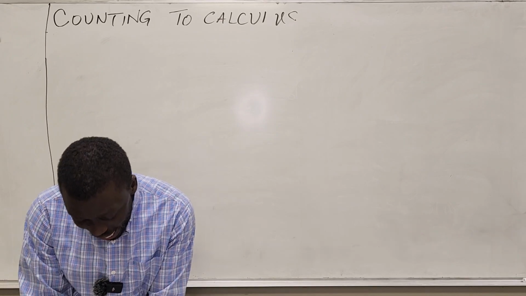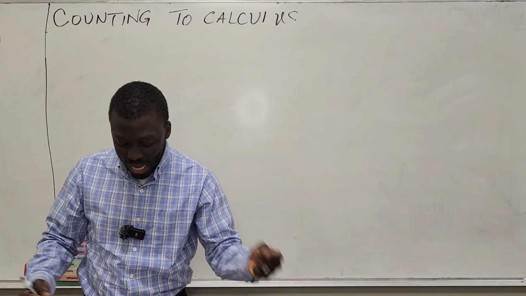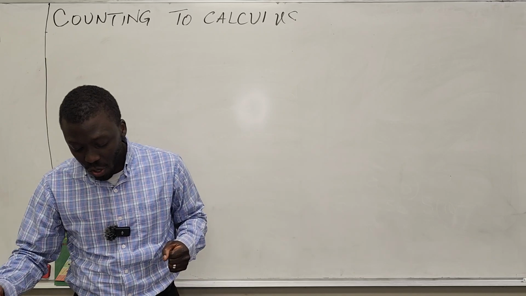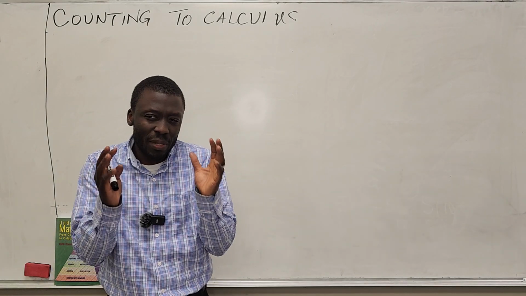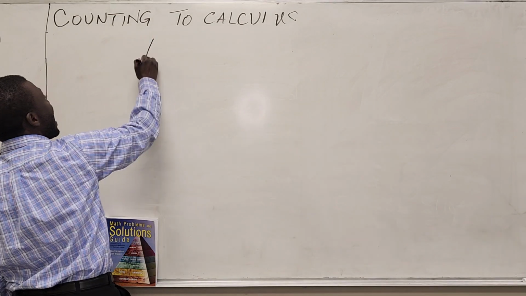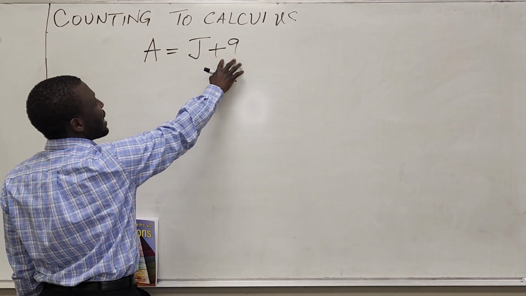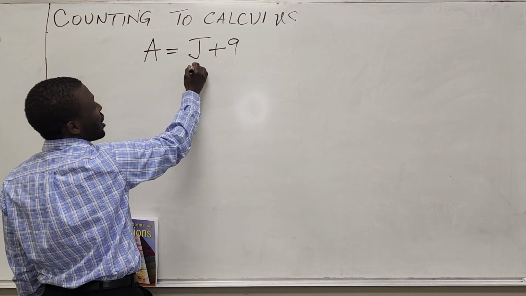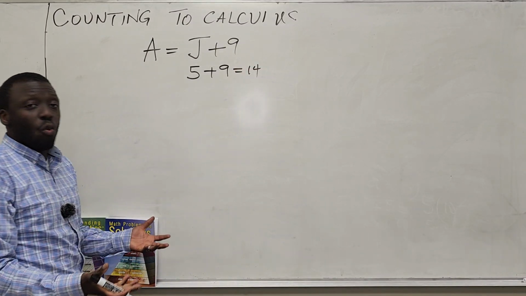If someone were to ask you, Alex has 9 more towels than Jen. If Jen has 5 towels, how many does Alex have? In math, it's important to use letters to represent the different situations. So A could represent Alex. We say Alex has 9 more than Jen. So Jen has a certain number. Alex has 9 more. So if they say Jen has 5, that means 5 plus 9 is 14. We just did a word problem.